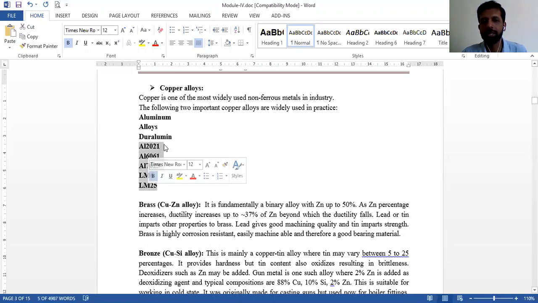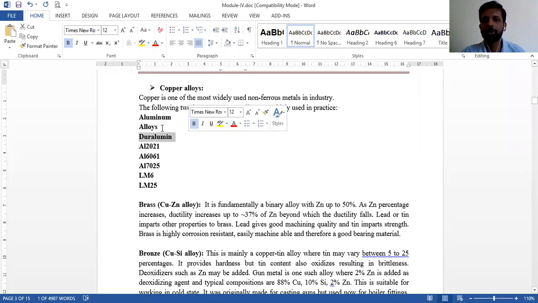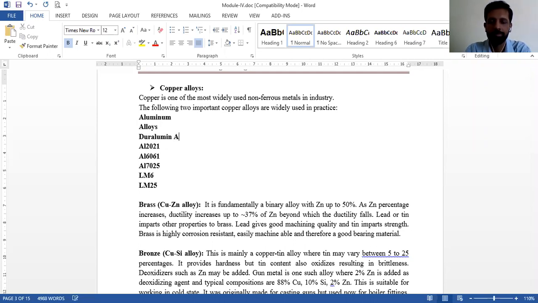So what is the application of duralumin? This is the most preferred alloy in making aircraft. They don't prefer only aluminium or aluminium 2021 or 6061. No, duralumin is the most preferred, because it has the properties required for making aircraft. In all these alloys, their constituents will vary. Majorly it will be made up of aluminium, and then they will have some percentage of copper, some percentage of zinc.